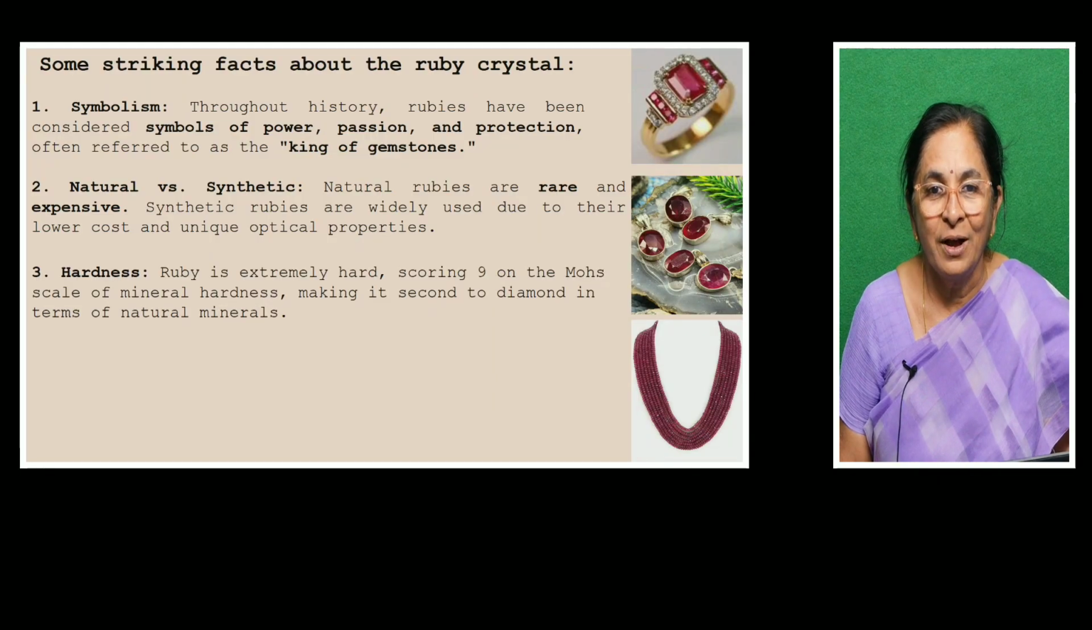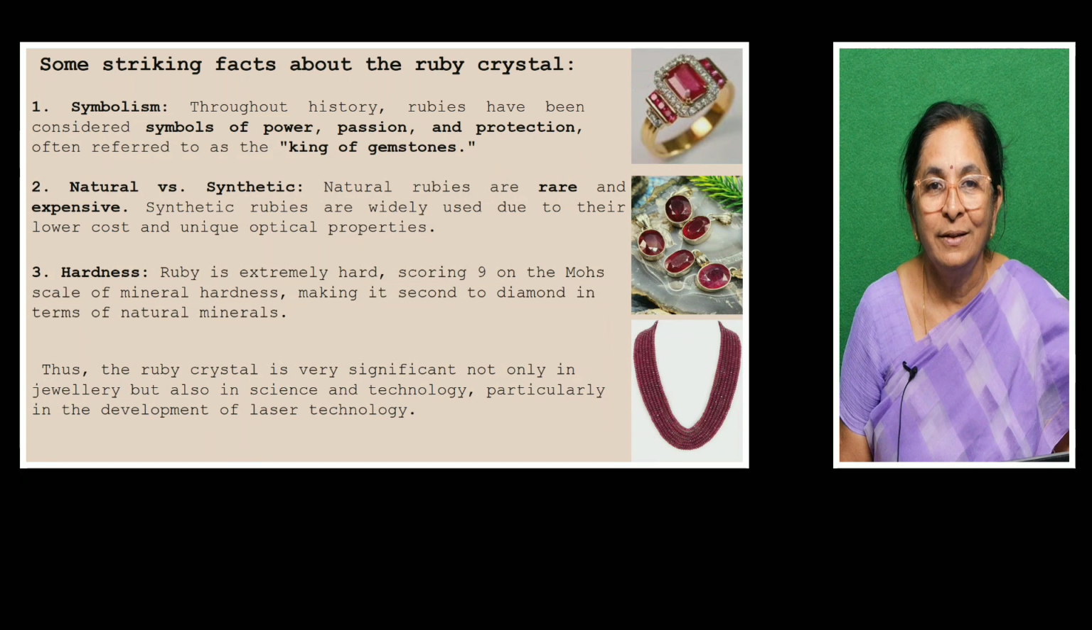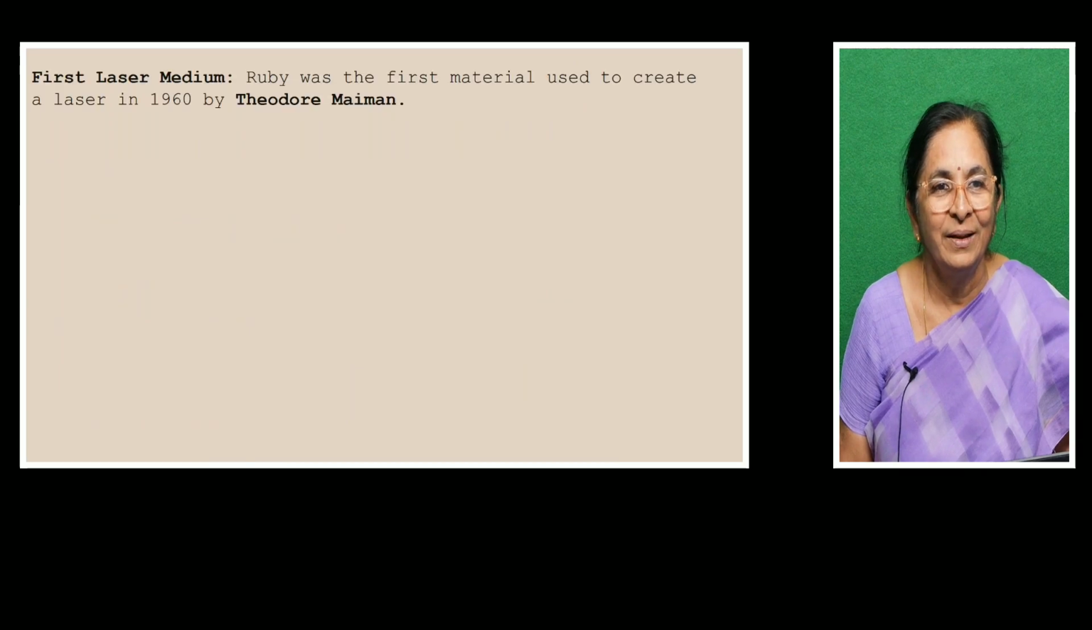Ruby crystals have good hardness, scoring 9 on the Mohs scale of mineral hardness, making it second to diamond in terms of natural minerals. Thus, the ruby crystal is very significant not only in jewelry preparations but also in science and technology, particularly in the development of laser technology. Theodore Maiman was the first man to prepare ruby laser out of this ruby crystal in the year 1960.